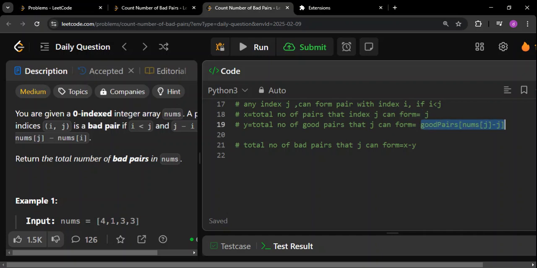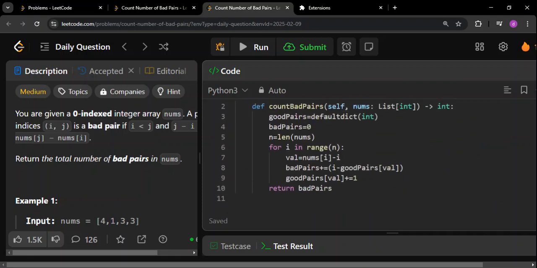So what is the total number of bad pairs? It is going to be j minus this particular value. Let us say this particular value is y and j is x. Then x minus y is the total number of bad pairs that j can form. That's what we are going to do now. This is the value. So how many total bad pairs are there? i is the total number of pairs that j can form, and similarly, the total number of good pairs that j can form is given by this value.